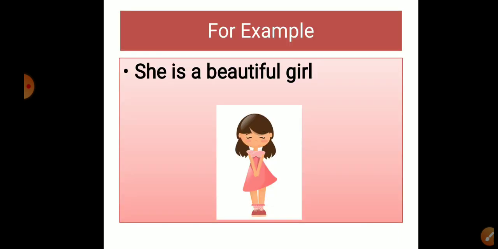Let's take an example of positive degree. She is a beautiful girl. Here we have not compared this girl with anybody else.